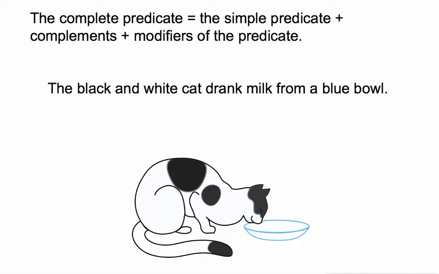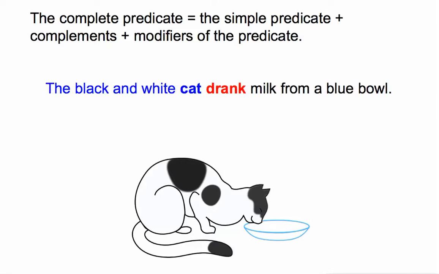So the black and white cat would be the complete subject. To find the complete predicate, we want to start with the simple predicate. Then we want to look for any complements of that predicate, the direct and indirect objects, any modifiers of the predicate, adjectives or rather adverbs that describe the main verb of the sentence. So again, if cat is the subject, we ask, what did the cat do? The cat drank. What completes the meaning of that sentence? Milk from a blue bowl.